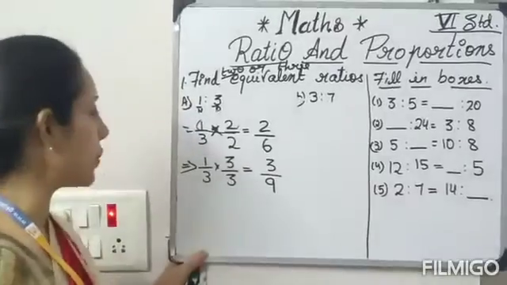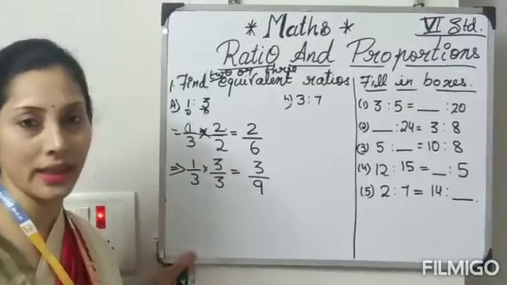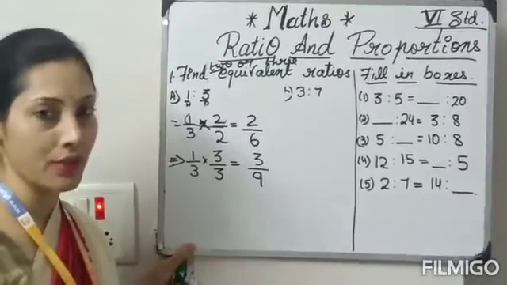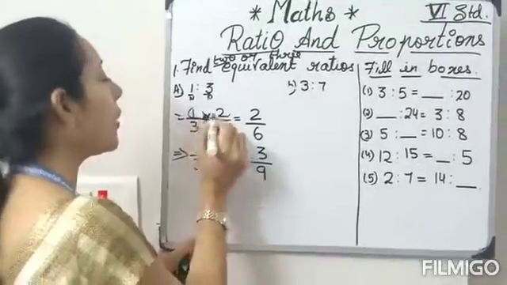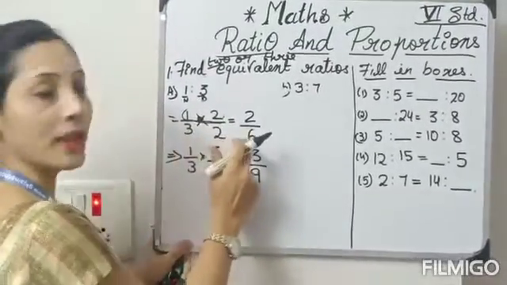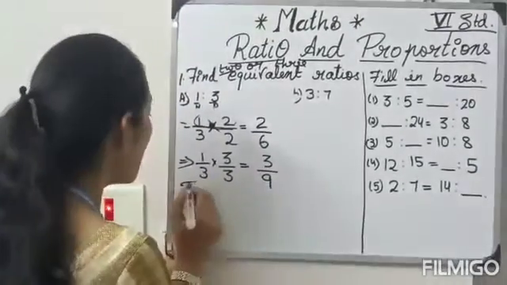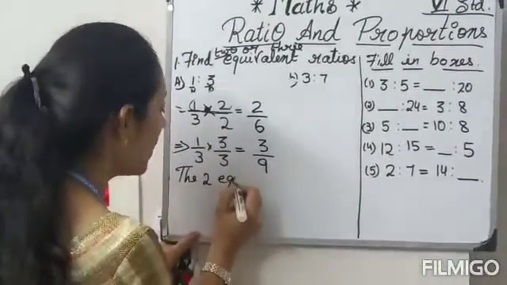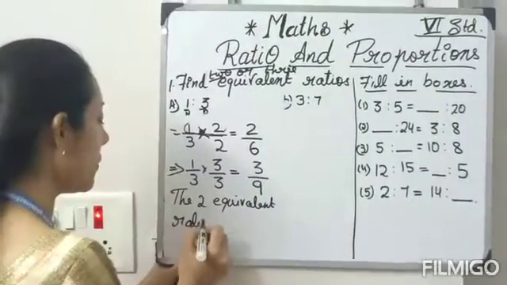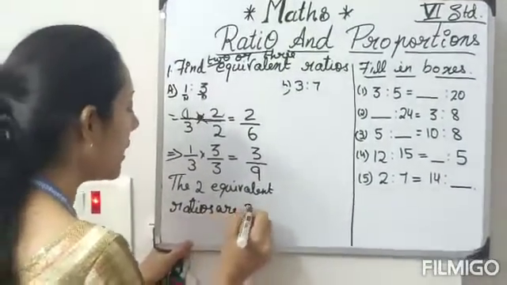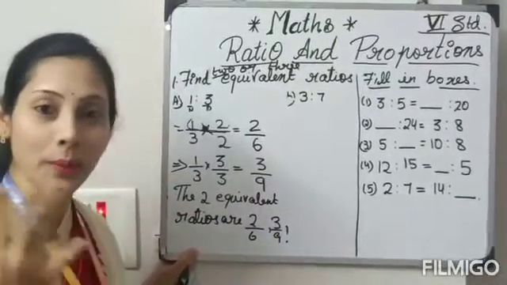Once again I am saying, students, in multiplication no need to calculate LCM, but in addition and subtraction you have to calculate. Multiplication, directly do it out: numerator into numerator, denominator into denominator. So the two equivalent ratios are 2/6, 3/9. This is the answer and you can get 2 marks.